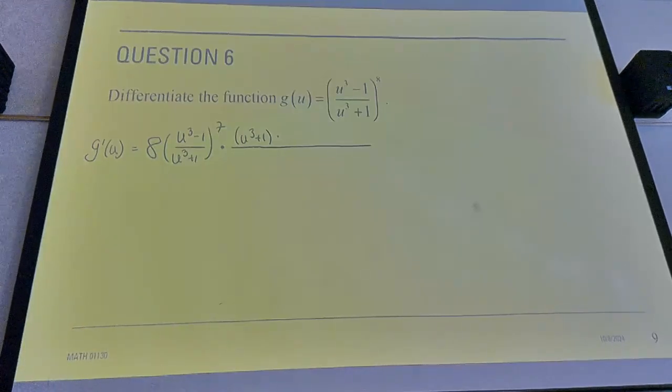What is f prime? 3u squared. What is g prime? Oh, that's nice. What is g squared? u to the third plus 1 squared. Simplify.